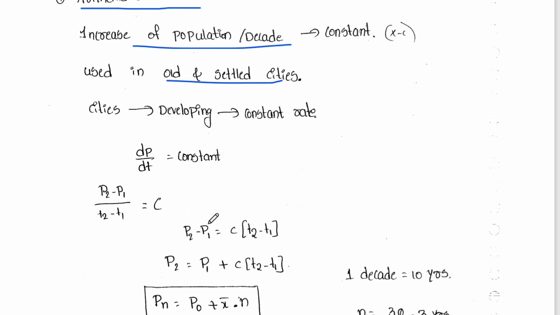Now the formula we can use to forecast the population: the future population Pn equals P naught plus X bar into n. Here n is the number of decades or years, P naught is the initial population, and X bar is the arithmetic rate constant, which is how much the population grows periodically. One decade equals 10 years, as we already know.